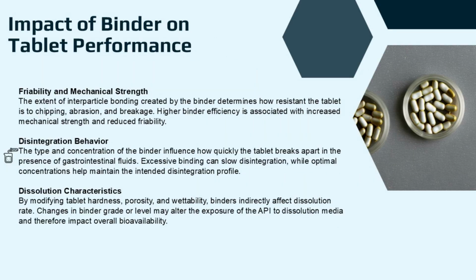Binders exert a profound influence on final tablet behavior. Mechanical strength and friability largely depend on the strength of interparticle bonds established by the binder. The binder level and type also influence disintegration time, where excessive binding may slow down tablet breakup. In turn, these factors modify dissolution characteristics by altering hardness, porosity, and wettability of the final tablet matrix.